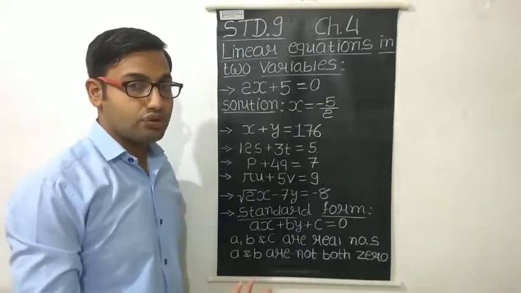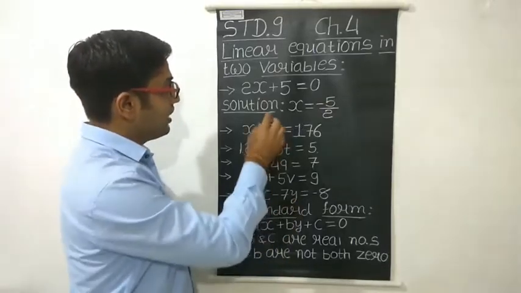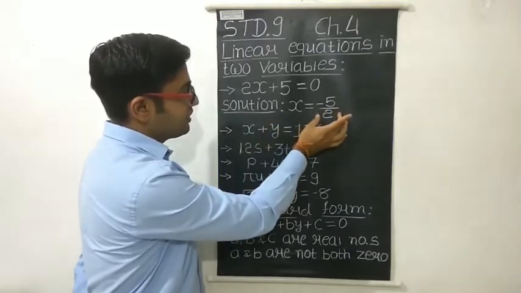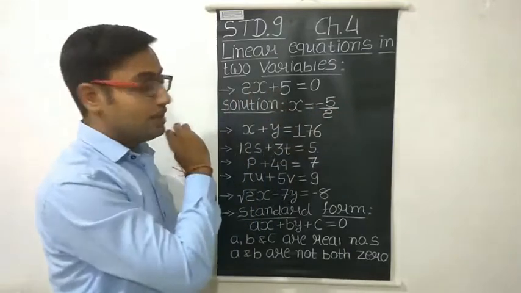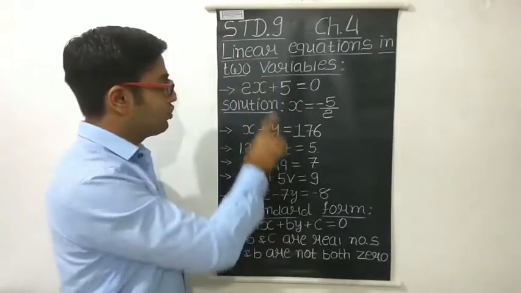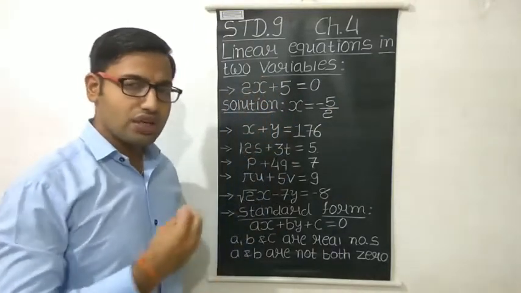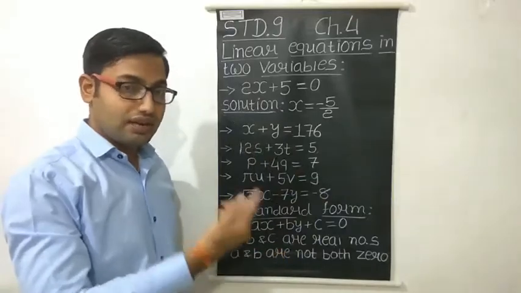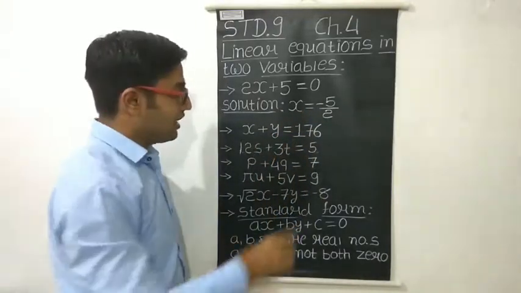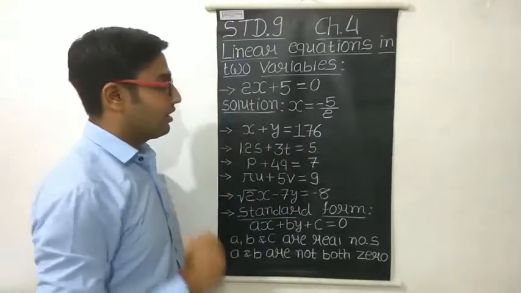And what is the meaning of solution? The meaning of solution is that whenever we put the value of x at this place, the total value becomes 0. That is called the solution for this equation. So is there any other solution that we can find other than minus 5 by 2? No. There is only one value that we get here.